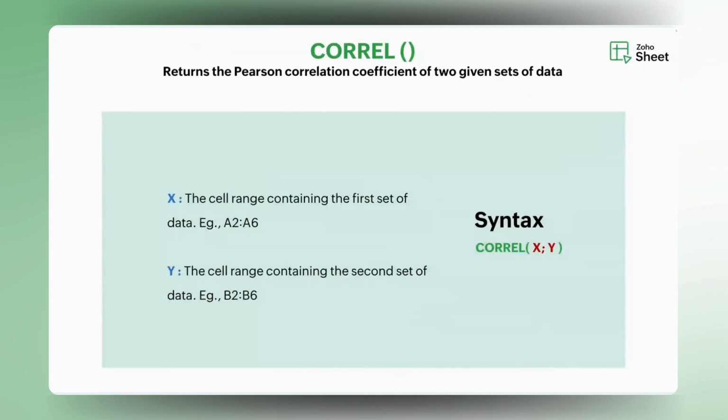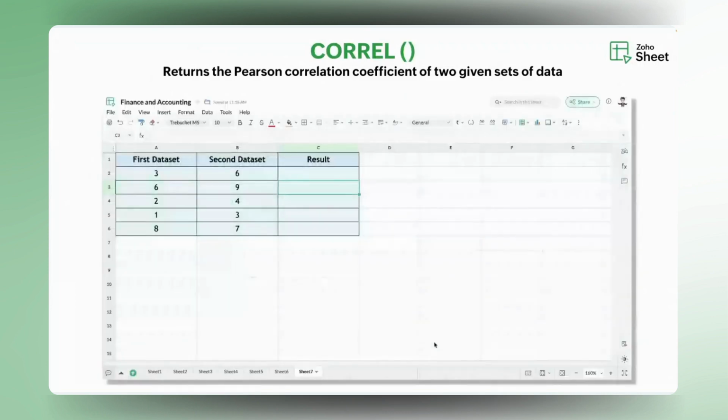Correl, then the x value and the y value. The x value is a range in your sheet and the y value will be a range in your sheet. Let's see a quick example. I have a first data set with 5 rows of values and a second data set with 5 rows of values.